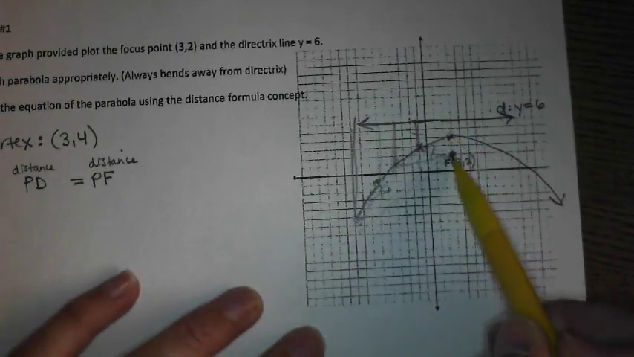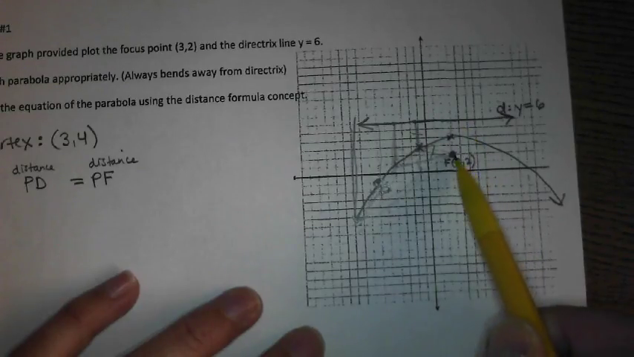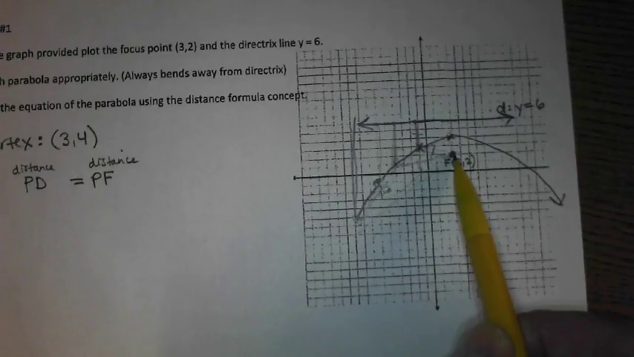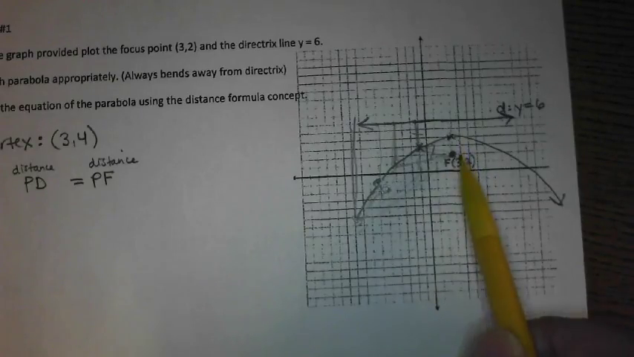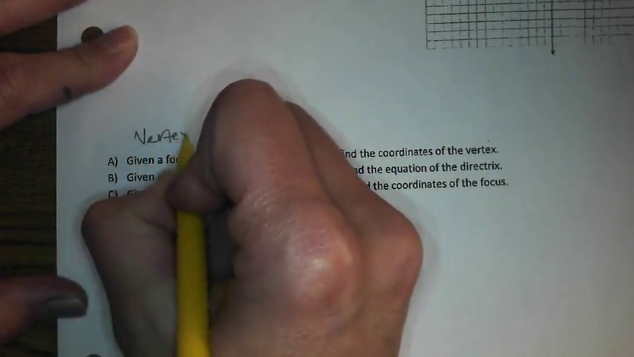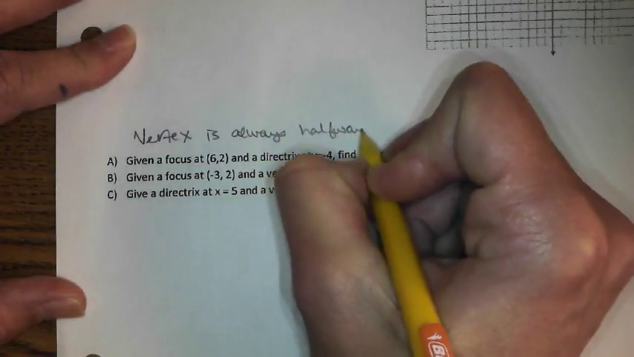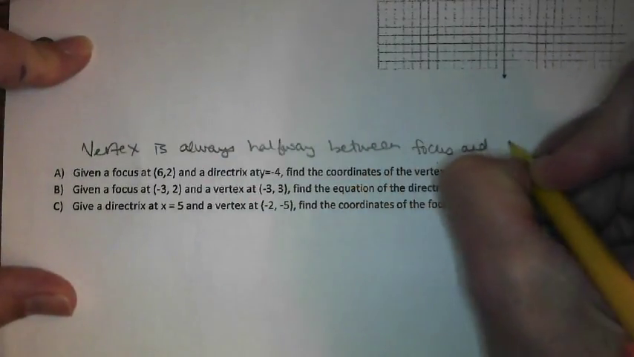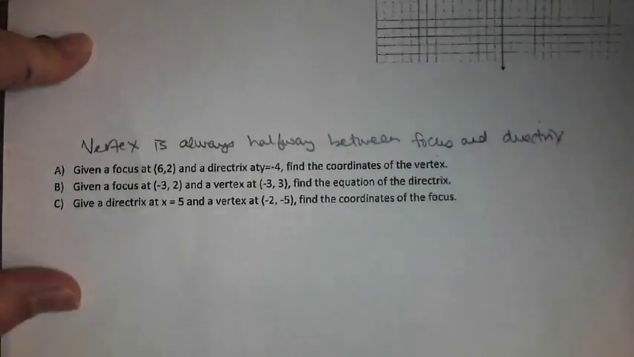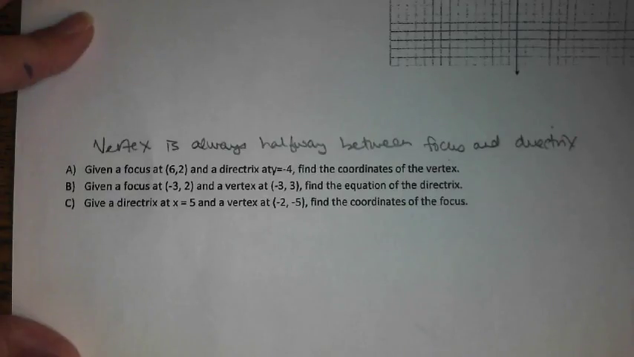Anytime you're given 2 out of the 3 of these, the directrix, the vertex, and the focus, you should be able to find the third, just based on the fact that the vertex is always halfway between the focus and directrix. Maybe we ought to write that down here. Vertex is always halfway between, and you'll usually just count it out, the focus and directrix. And you can't count it out without a picture. So I'm always going to encourage you to sketch a picture first and foremost.